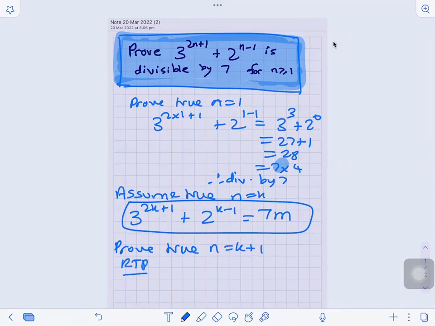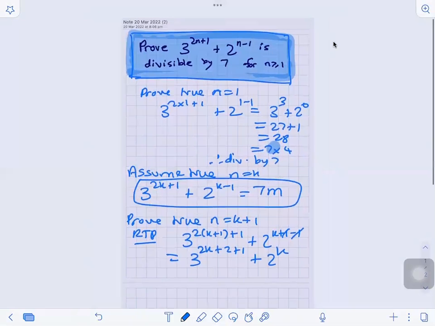Okay, so we're required to prove that 3 to the 2(k plus 1) plus 1 plus 2 to the k plus 1 minus 1 is divisible by 7. So it'll be 2k plus 2 plus 1, and the 2 to the 1s will go out, leaving 2 to the k. That's 3 to the 2k plus 3 plus 2 to the k.